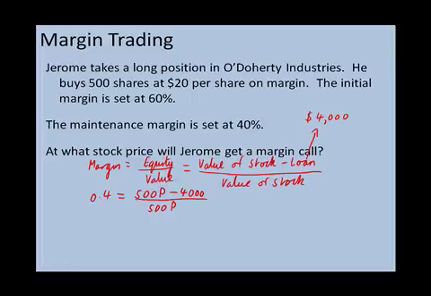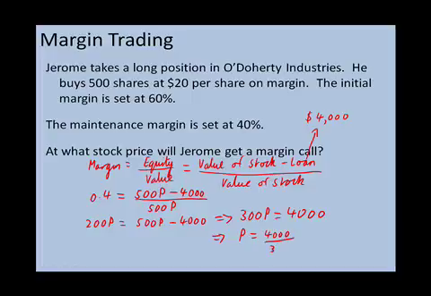Let's multiply both sides by 500p. So we get 200p equals 500p minus 4,000, which means 300 times the share price is equal to 4,000, which leads to the price being equal to 4,000 divided by 300, which equals $13.33.